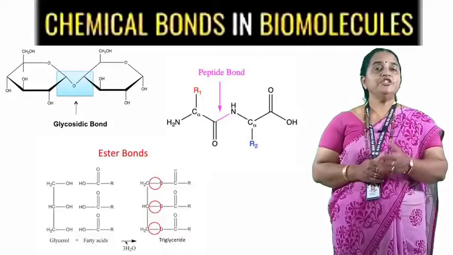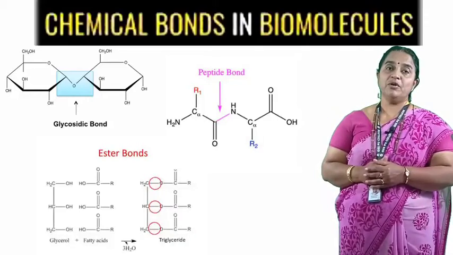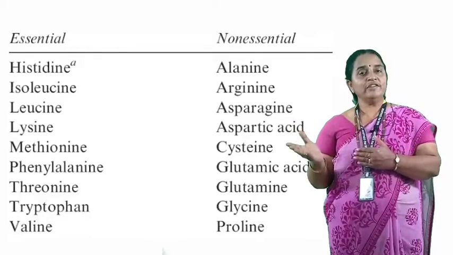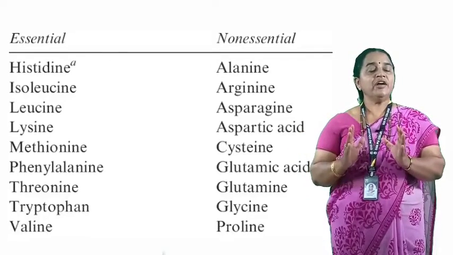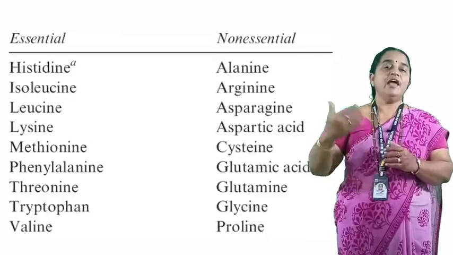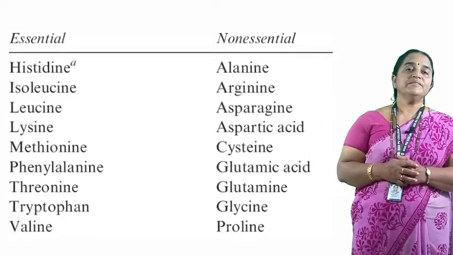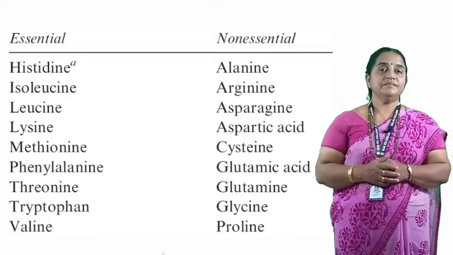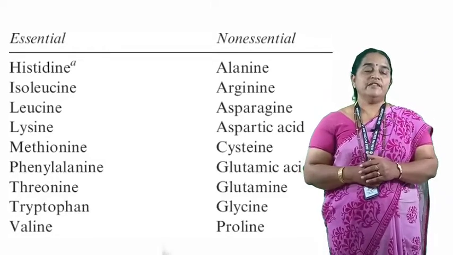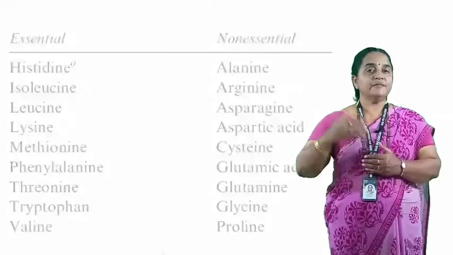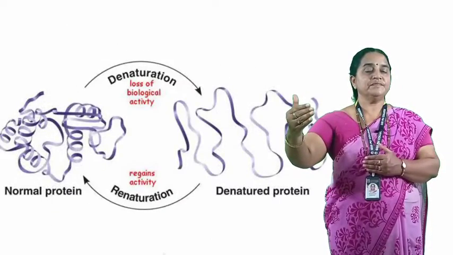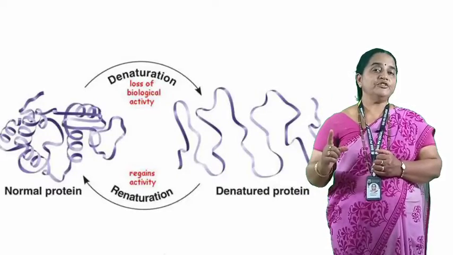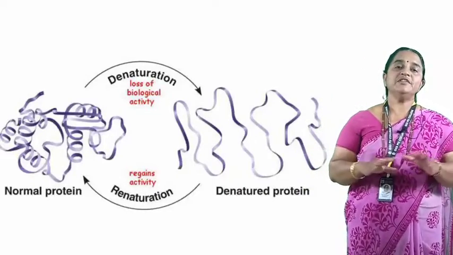They are linked with each other by peptide or amide bond. Amino acids are essential or non-essential. 20 amino acids are known and they will help in polymerizing and forming polypeptide. All proteins, when we expose them to high temperature, undergo denaturation. Once they undergo denaturation, renaturation is impossible.